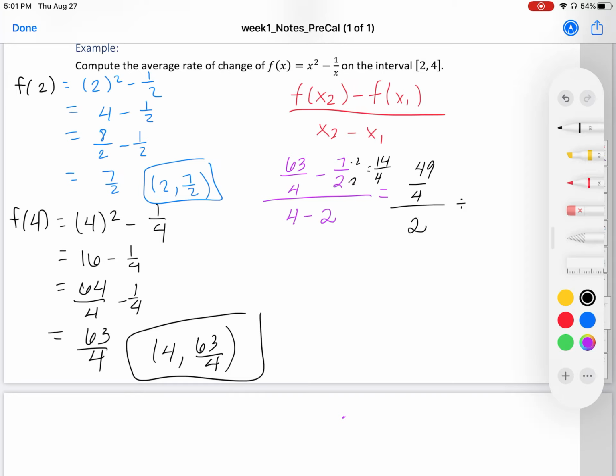All right, let's write it horizontally. The complex fractions are sometimes harder to take in. So we have 49 over 4 divided by 2. Okay, that makes more sense. Remember, when we're dividing fractions, keep your first fraction, change it to multiplication, and then flip your second fraction. So this gives us 49 over 4 times 1 over 2. We don't have any common numbers to simplify by, so we get 49 over 8 as our answer. And that's it. It's just your slope.